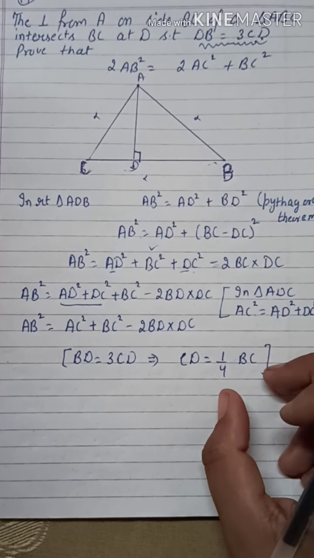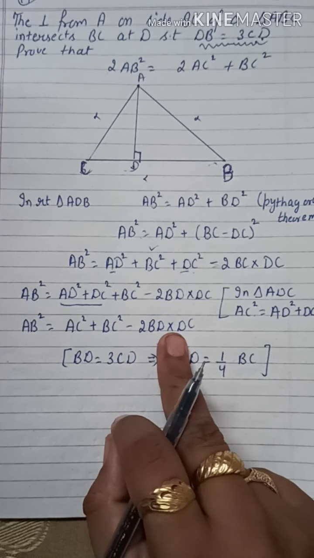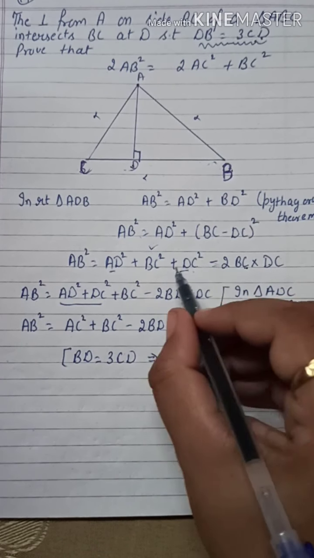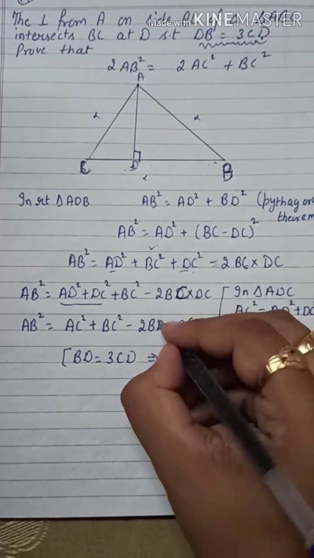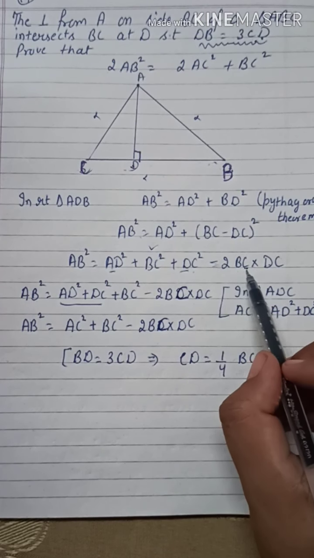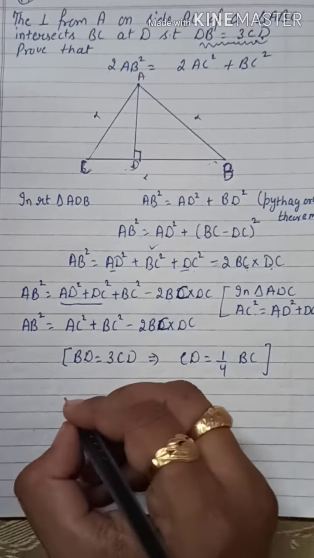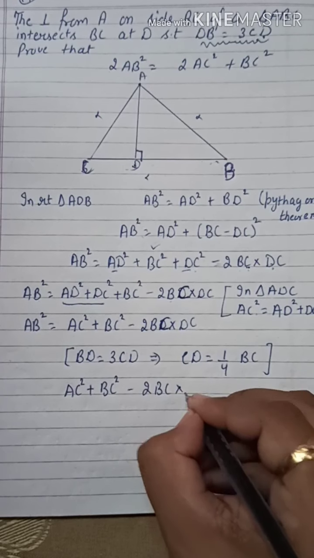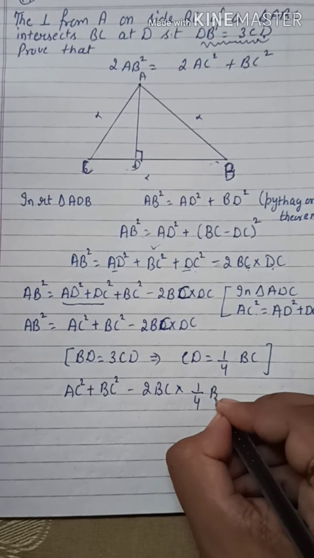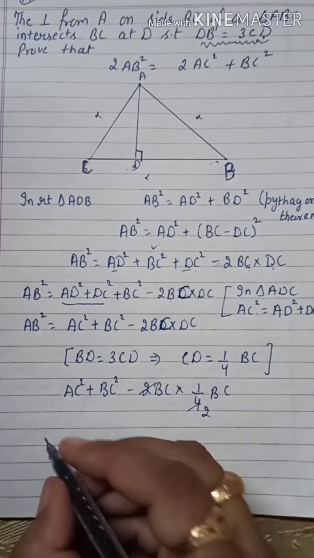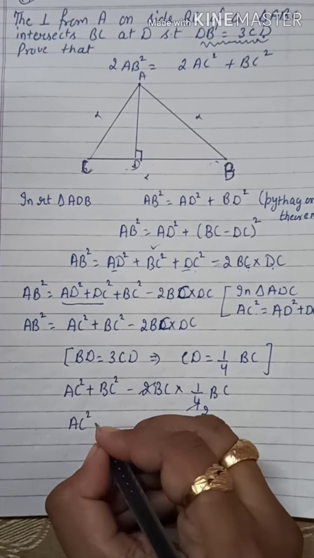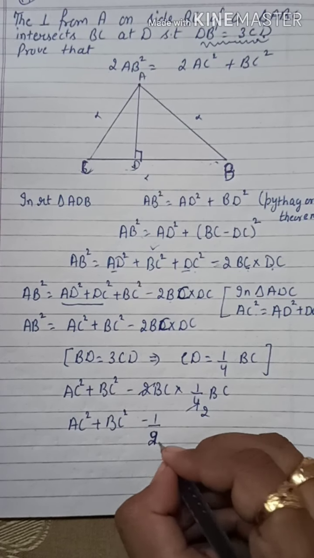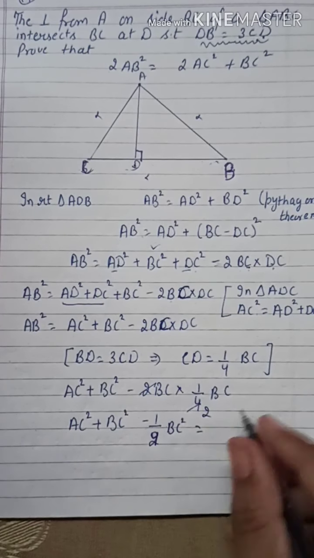Now substitute the value of CD in this part. Sorry, here it is BC into CD, there is no BD. So it will be AC square plus BC square minus 2 BC into CD, and CD is 1 by 4 BC, so these will be cancelled out. I am left with AC square plus BC square minus 1 by 2 BC square. Now you can take the LCM of all these.